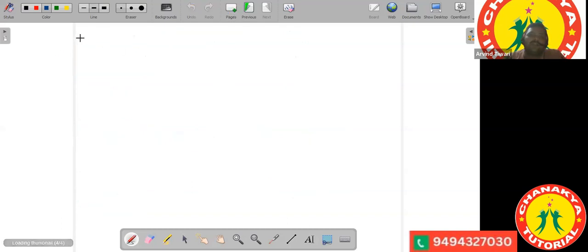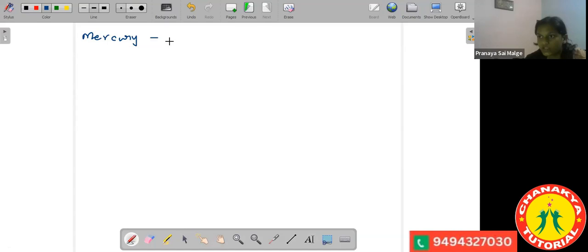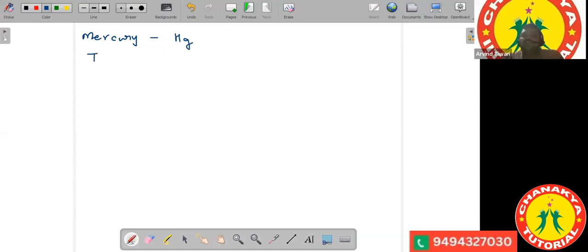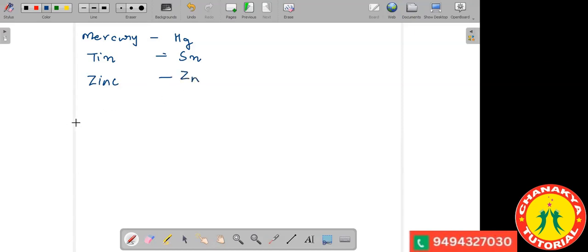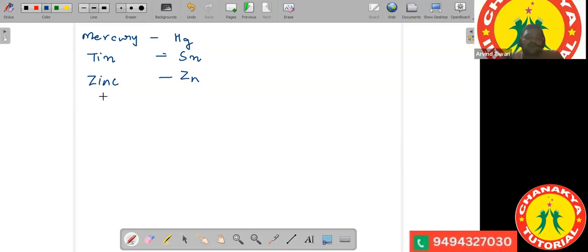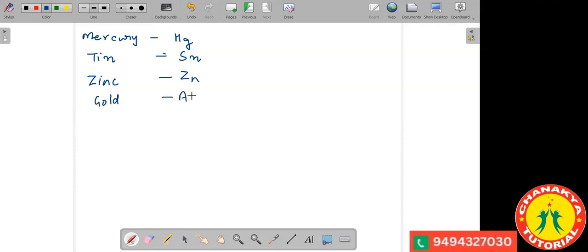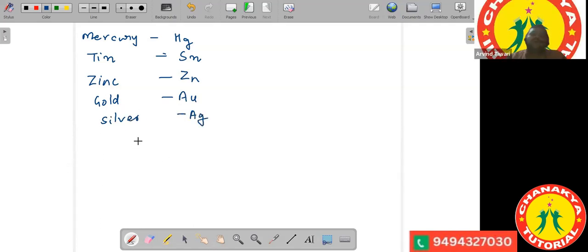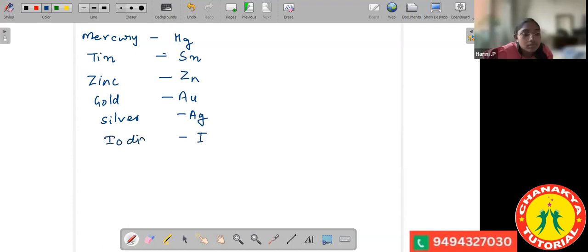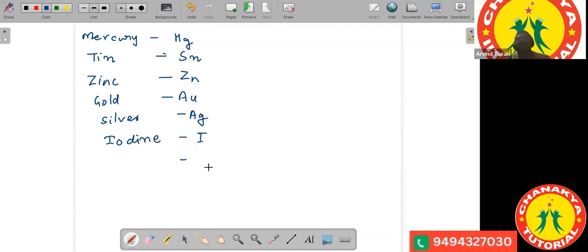Like if you say mercury, what is the symbol for mercury? HG. Okay. Symbol for tin? It is Sn. Symbol for zinc? Zn. Okay. Then symbol of gold? Au. Symbol of silver? Ag. And what does this I stand for? Iodine. Very good. So in this way, you should be able to memorize those symbols.